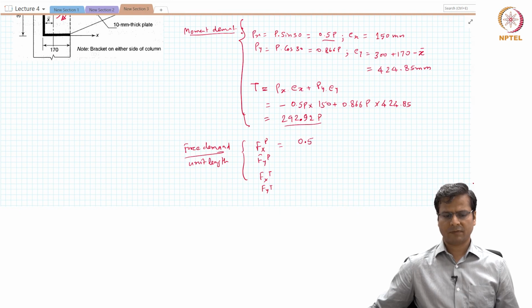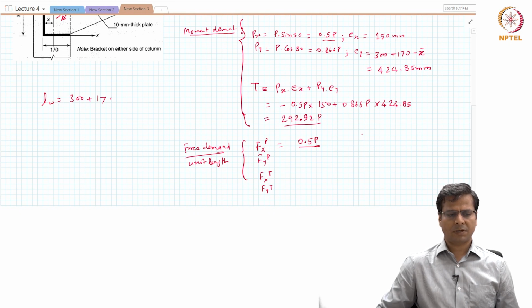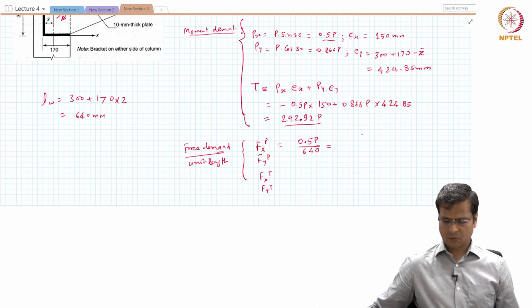So Fx because of the applied force directly will be very simple. We will have Fx, which is total force 0.5P, isn't it? That 0.5P is marked here. So that is the total force in x direction divided by the length of the weld. What is the length of the weld? Lw is equal to 300, that is the vertical leg, plus 170 multiplied by 2, which turns out to be 640 millimeters. So we will divide by 640 here, which turns out to be 0.7813 multiplied by 10 to the power minus 3 P.